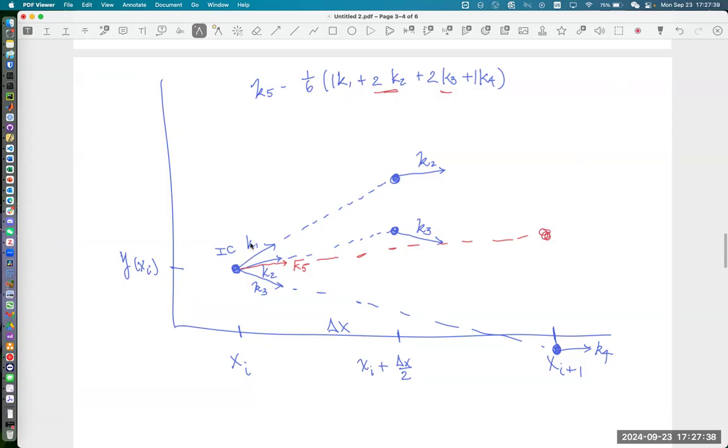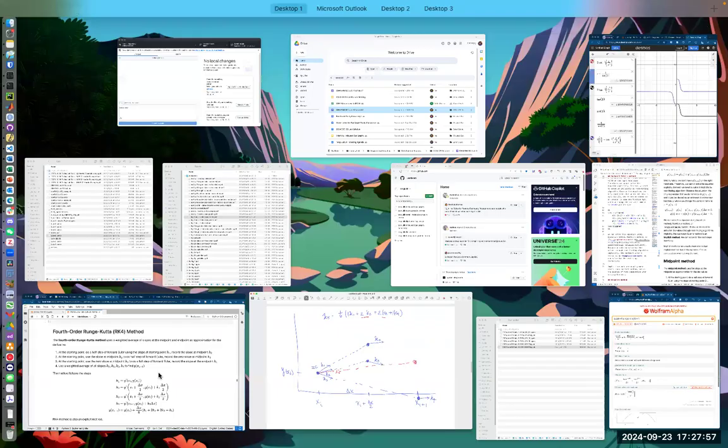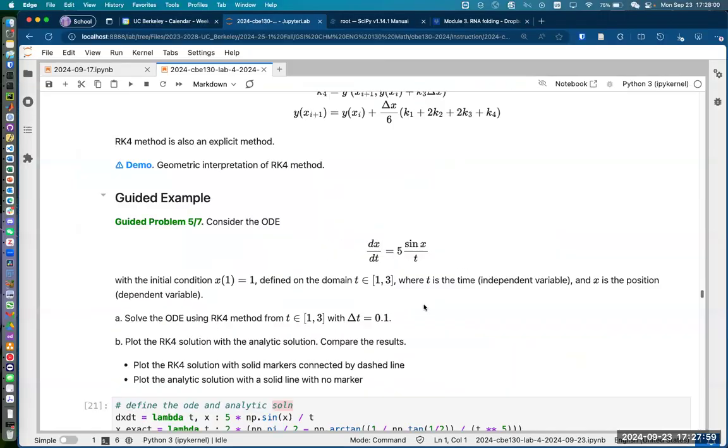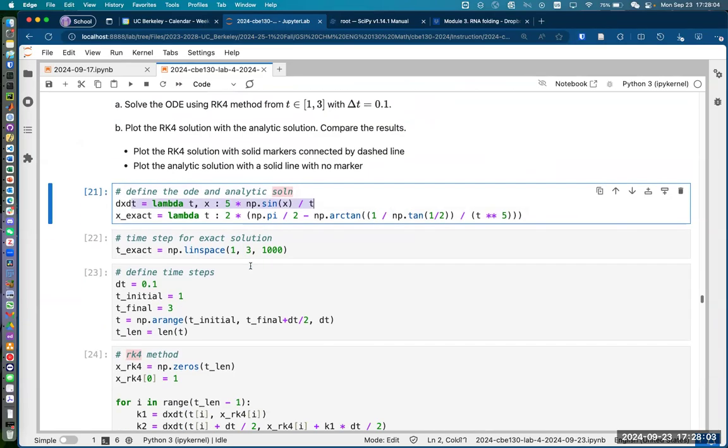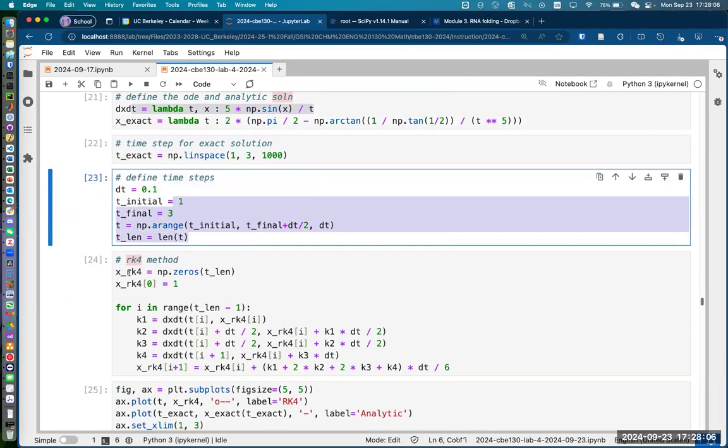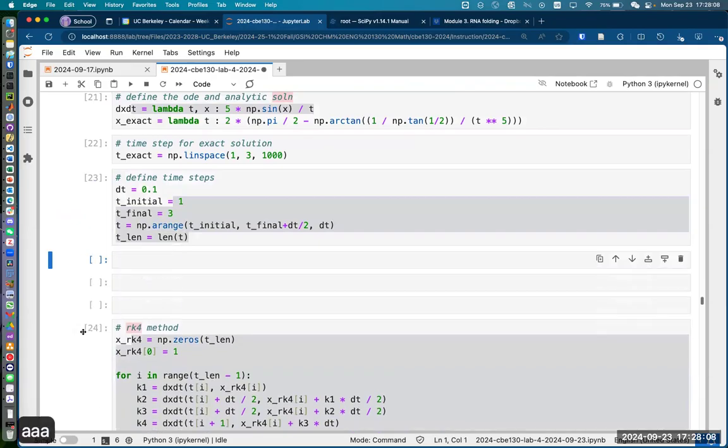Basically, it takes a lot of different slopes and takes the weighted average to do one forward Euler step. So it should be very accurate, but the downside is that it requires a lot of computation to find these slopes. So there's a trade-off between the computation time and the accuracy of this method. And to code this up, again, the ODE should be the same. The time step should be the same. It's just the algorithm will be different.